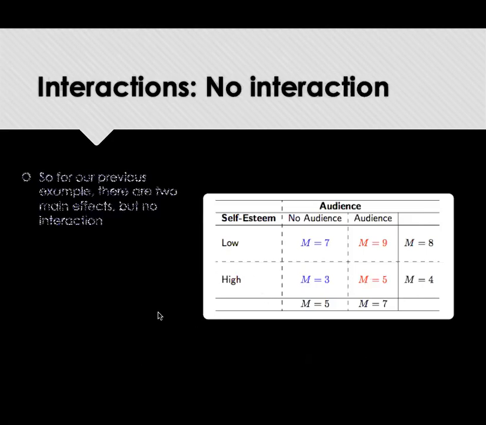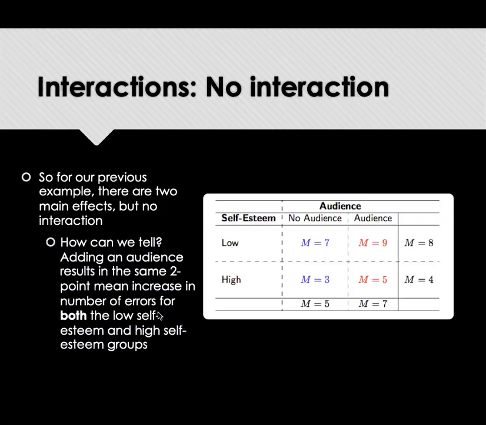So for our previous example, there are two main effects, but no interaction. This is just an example. These are the same exact numbers that we were looking at when I was talking about main effects. And this would be an example of no interaction effects. This is one outcome that's entirely possible when you're doing a two-way ANOVA or factorial ANOVA. Sometimes you'll see main effects, but you won't have any interaction effect. How can I tell that?